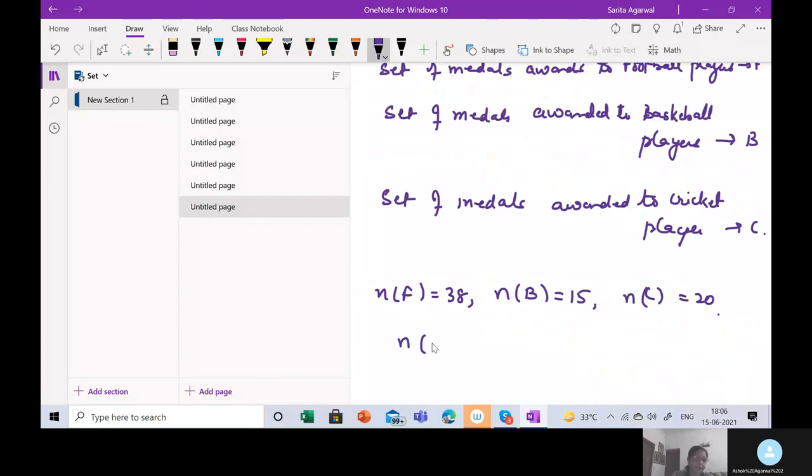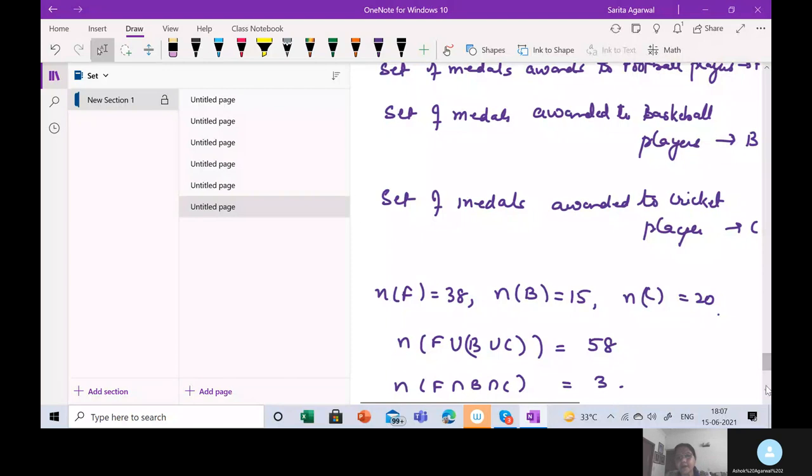So the number of medals awarded to all these players is F union B union C, or we can take this as it is, 58. The number of medals awarded to common players means the number of medals awarded to football as well as basketball and cricket. The number of players that played all three games, that received a medal in all three games, is three.